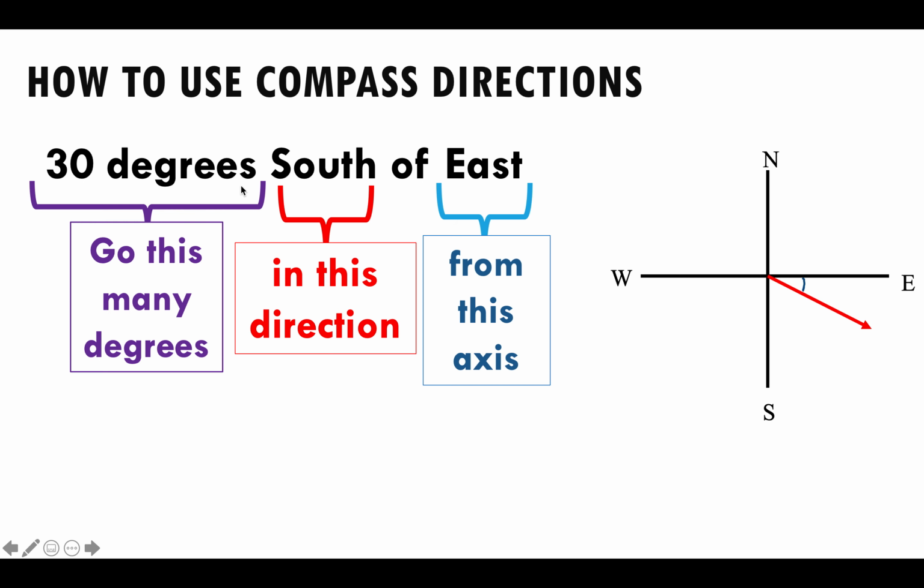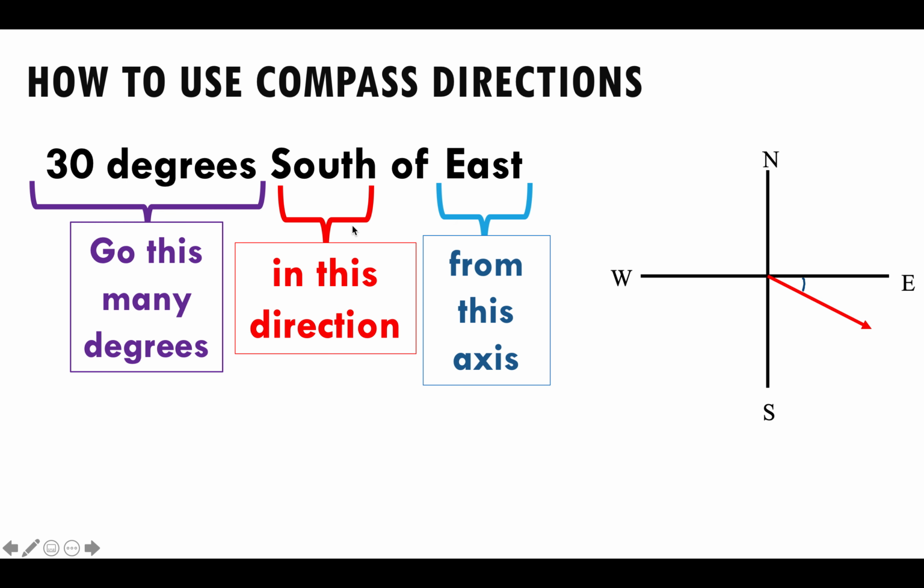So how to use these compass directions. This example here is 30 degrees south of east. What this means, how to break this down, would be that the degrees part tells you how many degrees you're going. The first direction, in this case south, says this is the direction you're going to go from the last one. So in this case, we're going south of the east line, so we're going below the east axis. If you think of your compass like a coordinate plane, the positive x-axis is east, the positive y is north, negative x is west, and your negative y-axis is south.